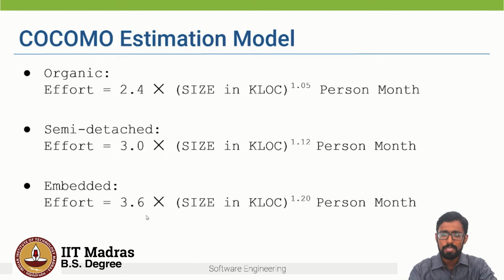And this makes sense because embedded projects, as we saw, involve coupling with hardware, the team is large, there might be many inexperienced people, and because of this, the effort increases exponentially as the complexity of the project and the team increases. So based on these constants, the initial estimate, or the nominal estimate, is calculated in terms of the effort.